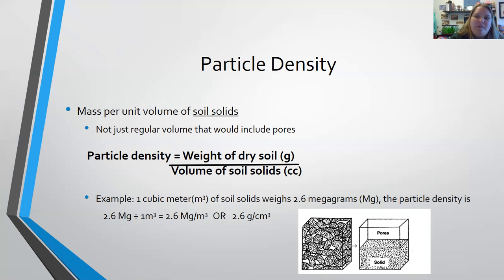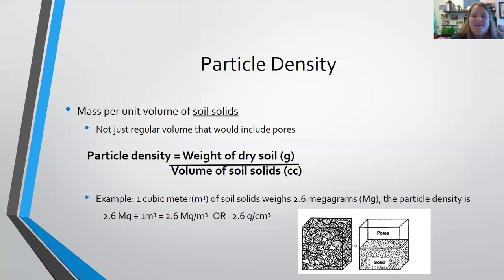So if you thought about that core that they pounded into the ground to collect a sample, that's what we use for bulk density. We were looking at everything that was within that core for bulk density, both the particles and the air spaces. Particle density basically shrinks that down and only looks at how much solid makes up that volume.